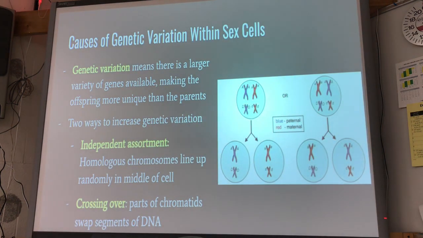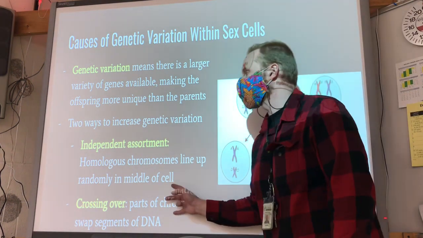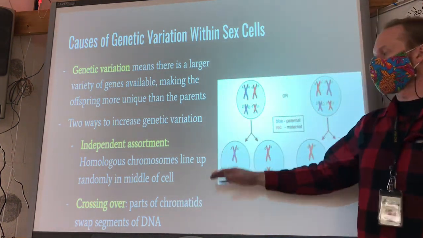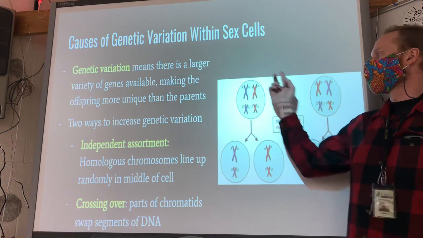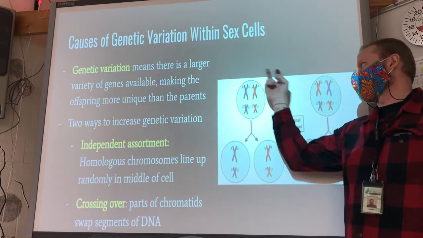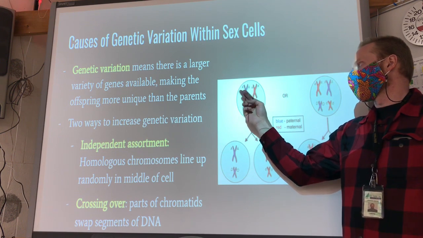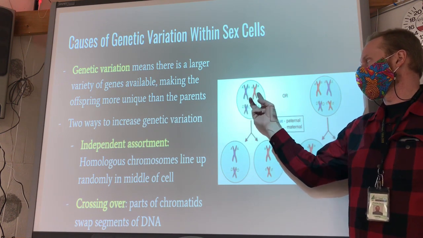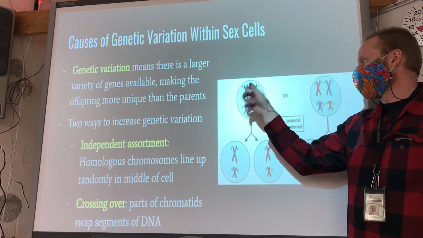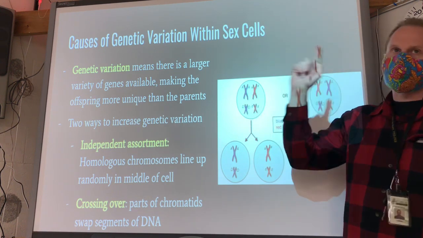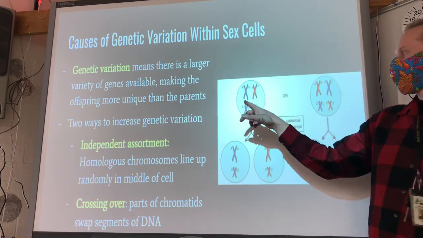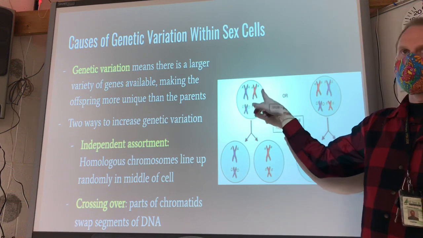However, when we make sex cells, there's 2 different reasons why we get genetic variation within our sex cells. They're called independent assortment and crossing over. During meiosis, we're going to talk about this on Tuesday, we have these chromosomes. These are homologous chromosomes. One's from mom, one's from dad. This one happened to line up blue-red. But it's random, it's a flip of a coin. We don't know if it's going to go blue-red or red-blue.